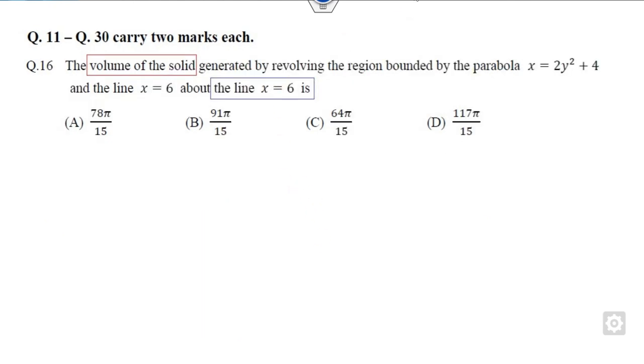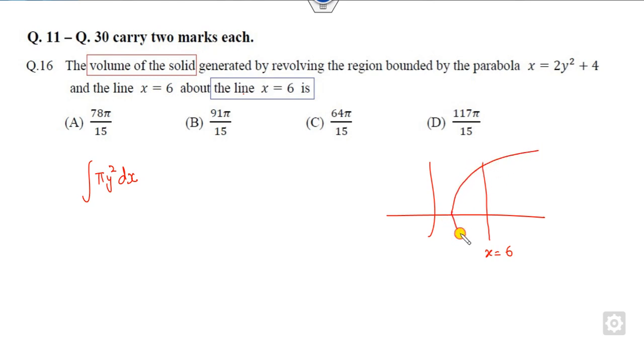Look at the other one. So you have to find the volume. We all know that the volume is pi y square dx about the line. So this is the line x equal to 6 and this is the parabola. Whenever x is 0, y is 0. So this is the graph of this. You have to find the parabola of this.